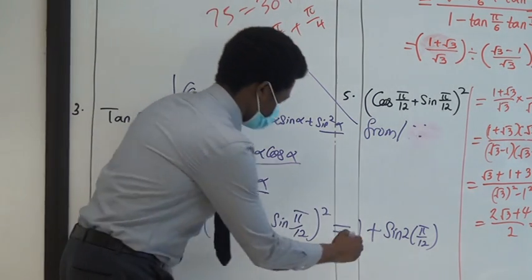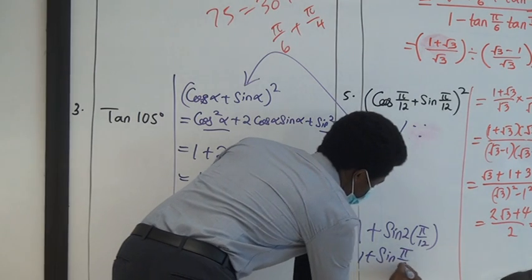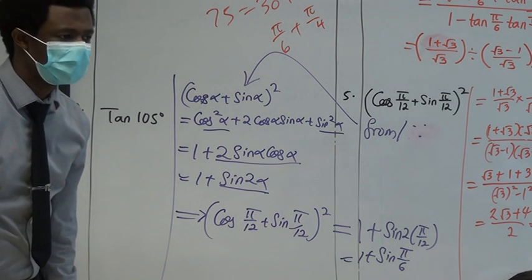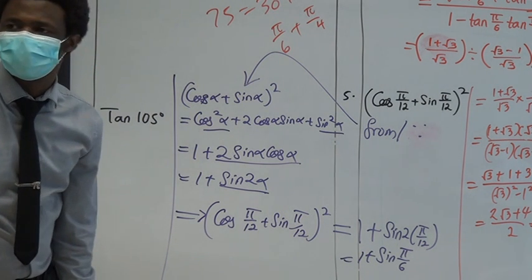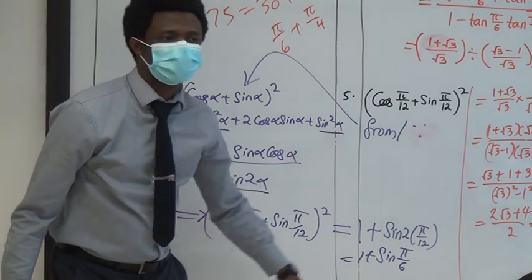Is that clear? And now, 1 plus sine what? Pi over 6. Agree? What is pi over 6? What is that in degrees? 30 degrees. So basically this is sine 30. What is sine 30?